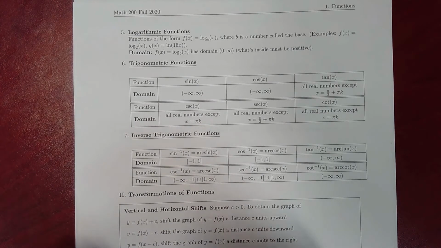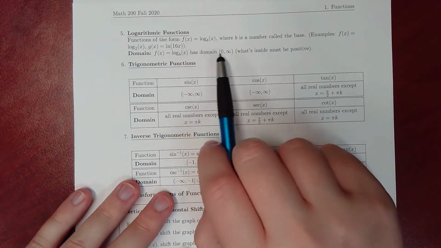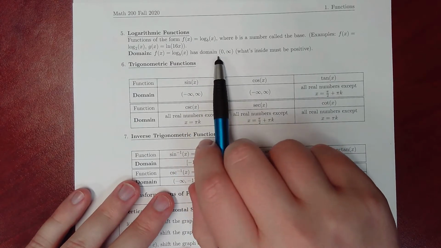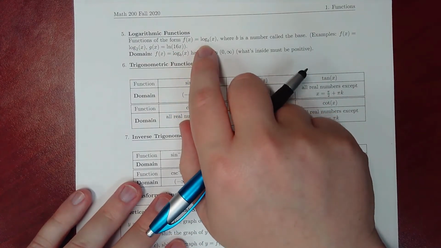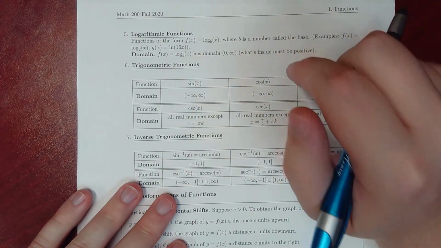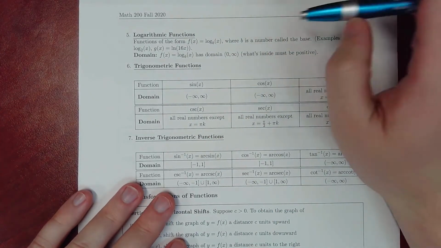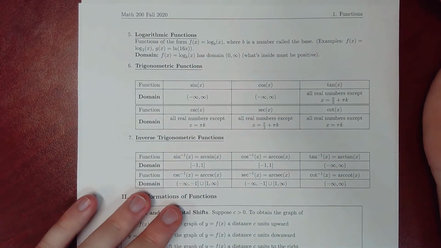And here we have to make sure that what's inside the log is positive. There's nothing we can raise to any power to get 0, so we can't include 0. We can't raise some base number to a power to get a negative number, so we can't plug in negative numbers. And so we go from 0 to infinity. So that's our domain for those.